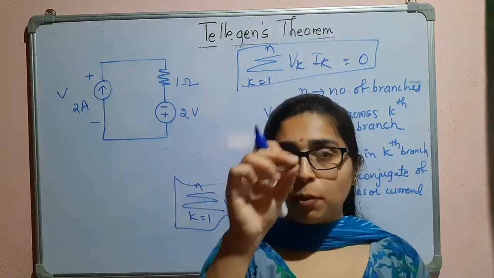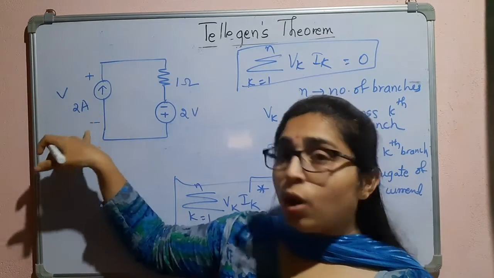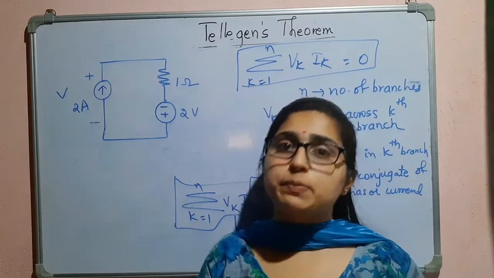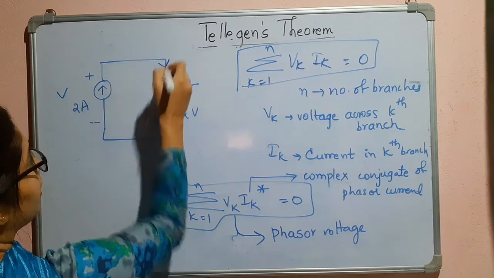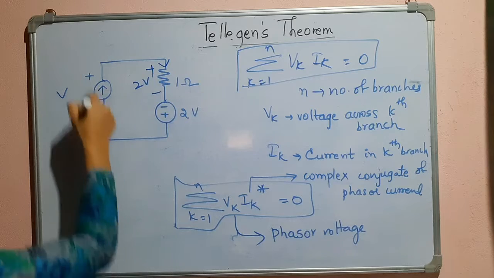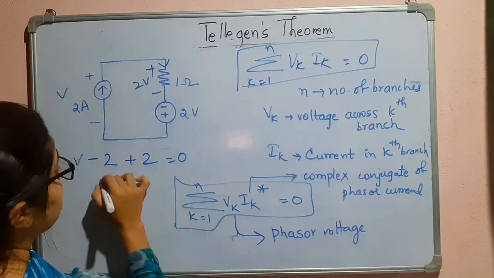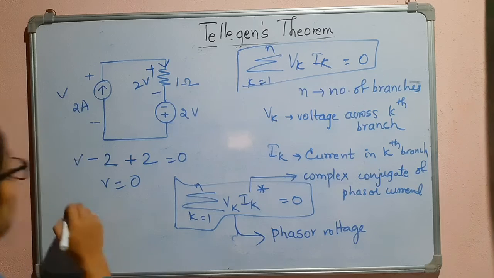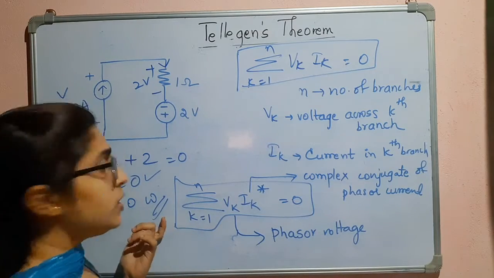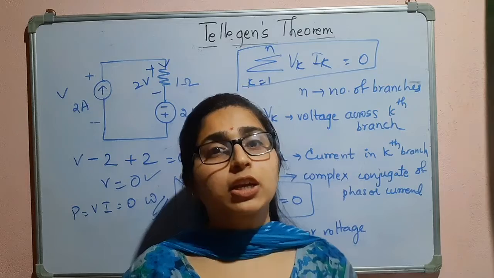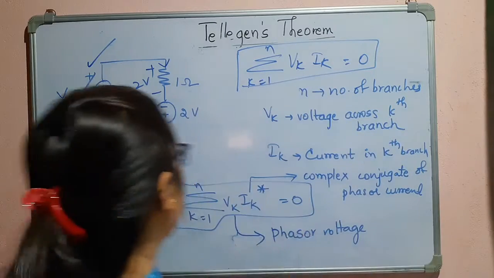Another important point is that independent sources like a current source or a voltage source not only deliver power, but sometimes they can also absorb power. Here the 2 ampere current is flowing, so we have 2 volts here. If I take KVL, V minus 2 plus 2 equal to 0, so V is equal to 0. Power is voltage into current, so it is 0 watts because the voltage is 0. That means this current source neither absorbs nor delivers power.